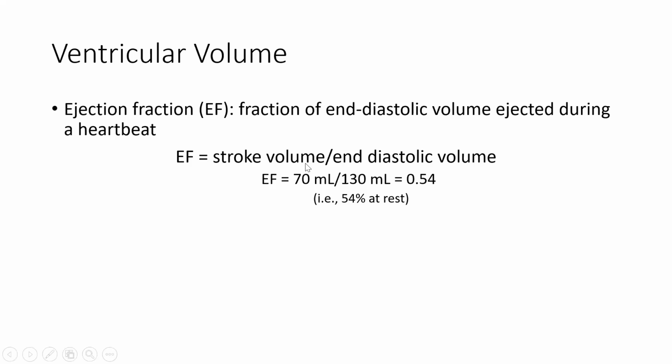70, which is our stroke volume typically, divided by 130, which is our end diastolic volume typically, gives us a fraction of about 0.54, which is about 54%. And what this ejection fraction tells us is how much is the heart emptying, right? How much is the heart really emptying at rest? And what we see is that at rest, the heart empties about 54%, and the remaining is left inside of that chamber, that's 60 milliliters of blood.